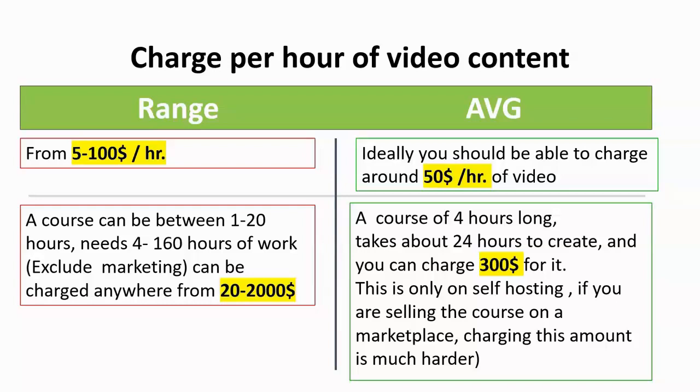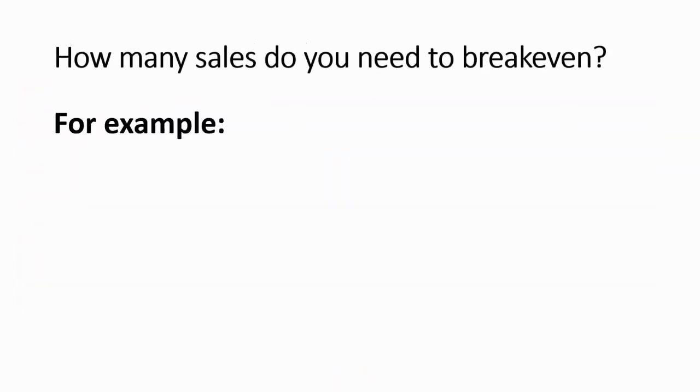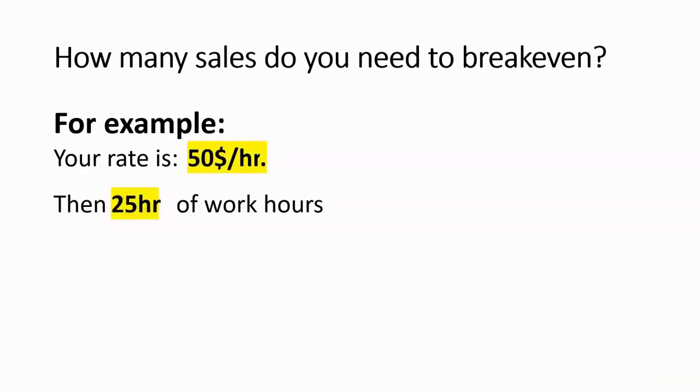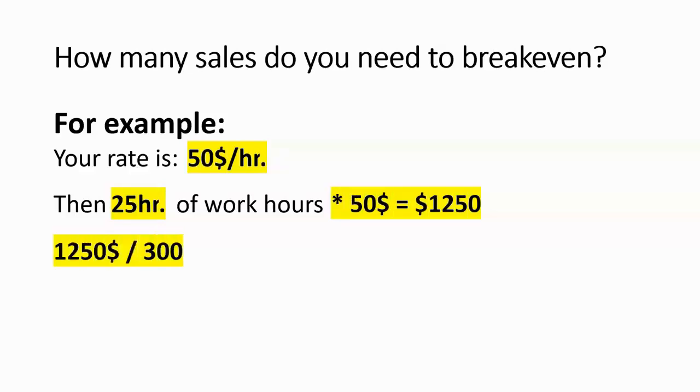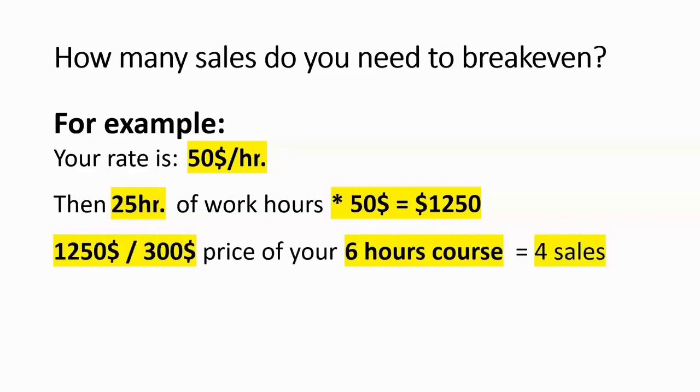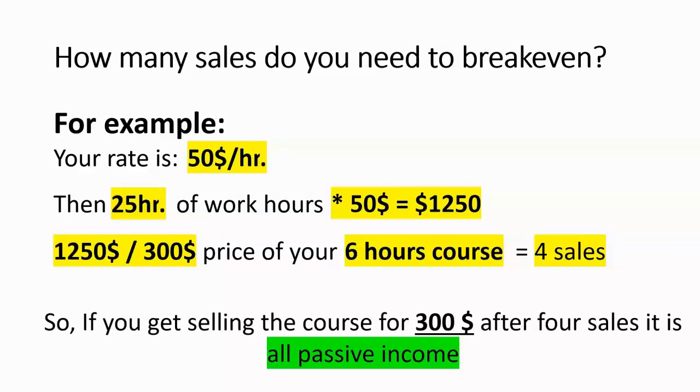This is only on self-hosting. If you're selling the course on a marketplace, charging this amount is much harder. How many sales do you need to break even? For example, your rate is $50 per hour. Then 25 hours of work hours times 50 equals $1,250. $1,250 divided by 300, which is the price of your 6 hours course, equals 4 sales. If you get selling the course for $300 after 4 sales, it is all passive income.